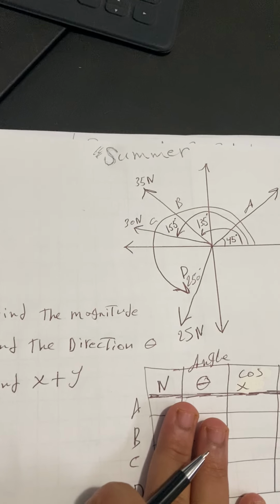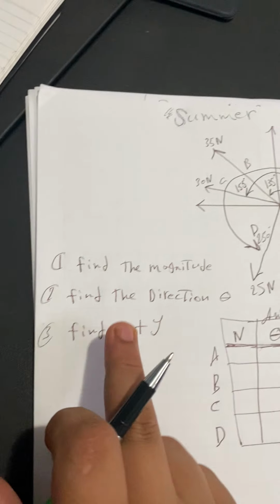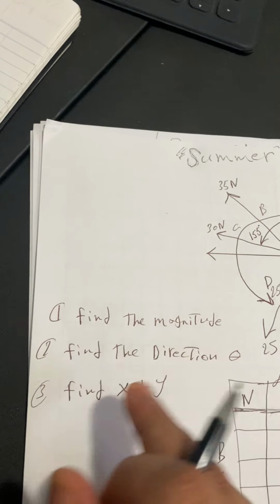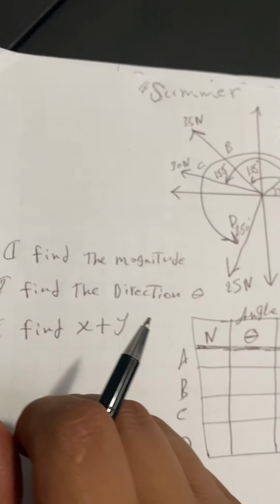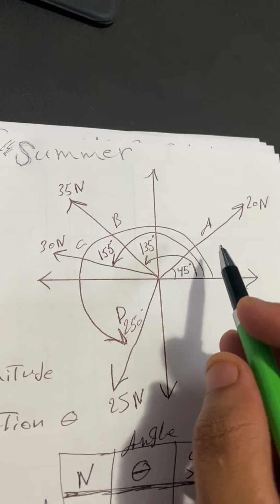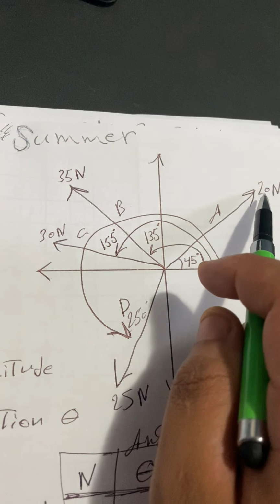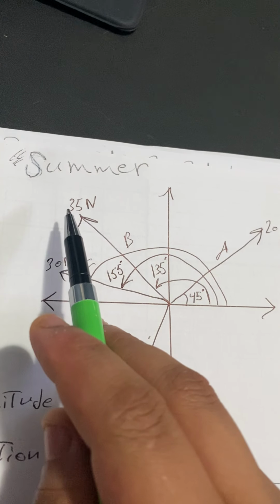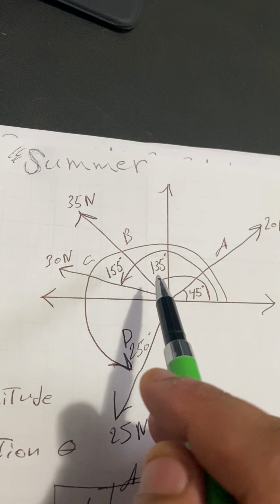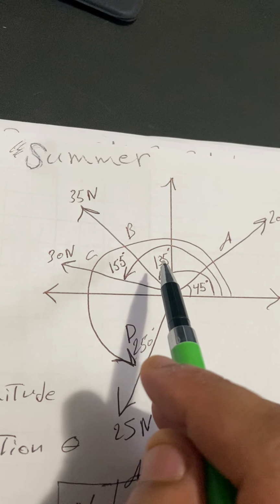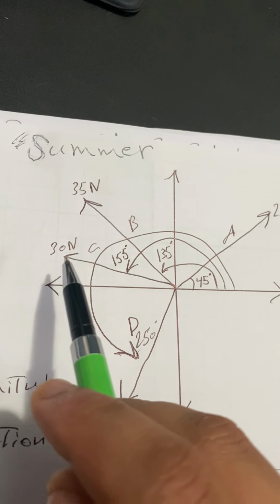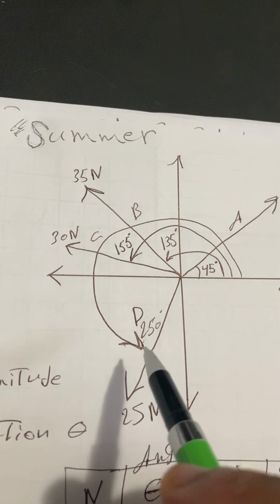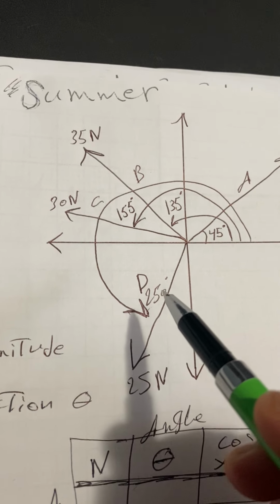Today we're going to solve a trigonometry problem. We have to find the magnitude and the direction, which is theta, and find the x plus y. The first one is going 20 Newton at 45 degrees, and the other one is going 35 Newton at 135 degrees, and the other one is going 20 Newton at 155 degrees, and this one is 25 Newton at 250 degrees.